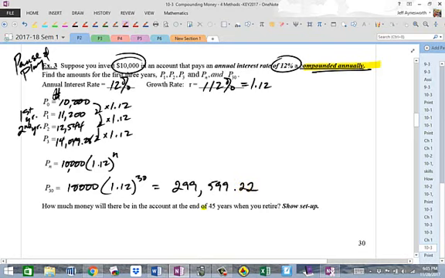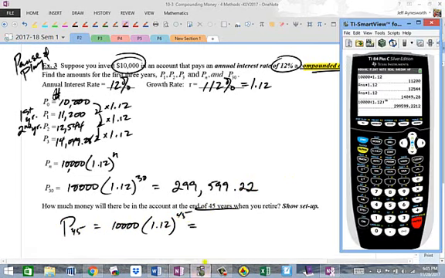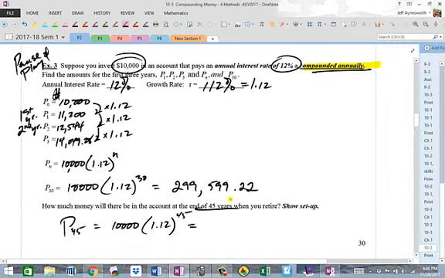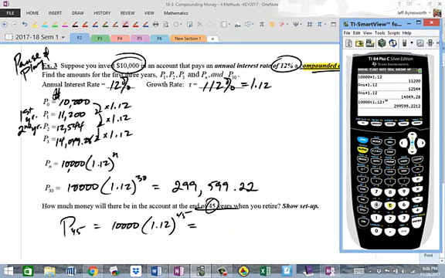After 45 years, we're going to have even more than that, right? Because we have to take 10,000 times 1.12 to the 45th power. So let's do that. Let's take 10,000 times 1.12, raised to the 45th power. Oh, I didn't enter it correctly here. So let me see. There we go. Enter in 45.